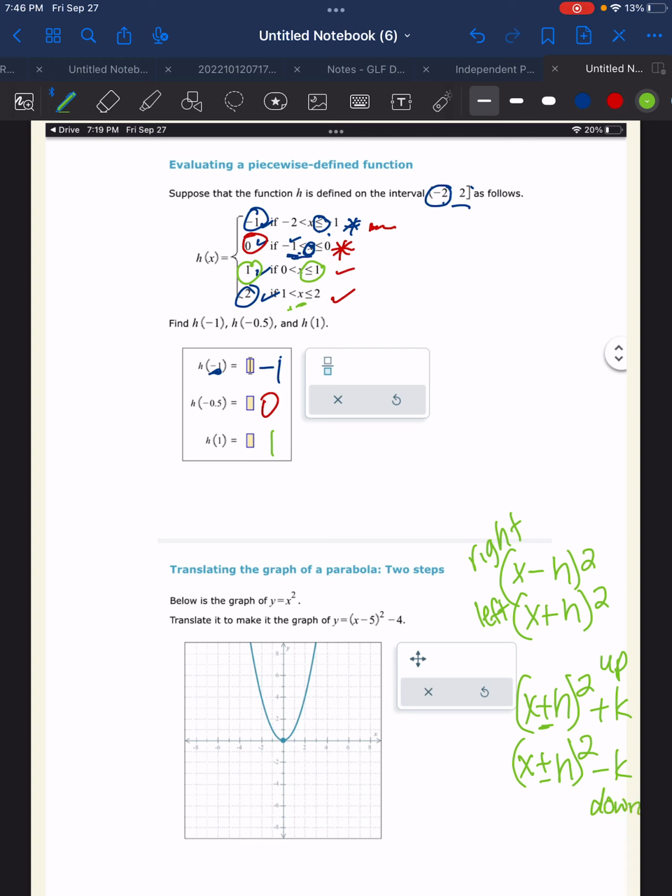So this is saying -5 squared, so I'm going to the right because it matches this one. And then -4, so I'm going down because it matches this one. So let's do it. To the right, 5. 1, 2, 3, 4, 5. And then down 4. 1, 2, 3, 4. So we're here.